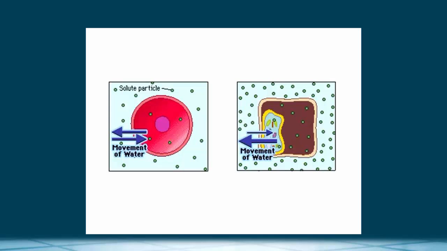If cells are returned to isotonic or hypotonic environments, water re-enters the cell, and normal functioning may be restored.